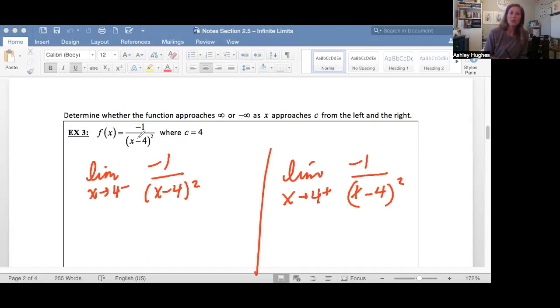Because if I plug in 4, I get a number over 0, which means that it's an asymptote if you have a number over 0. If it's 0 over 0, that's a hole, and that's something you need to factor out to remove. But if it's a number over 0, then it's an asymptote. So I just have to figure out the sign.